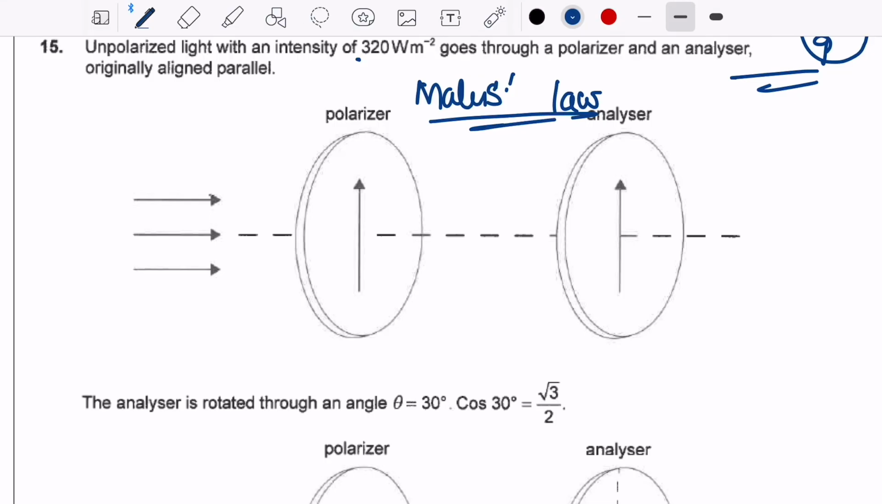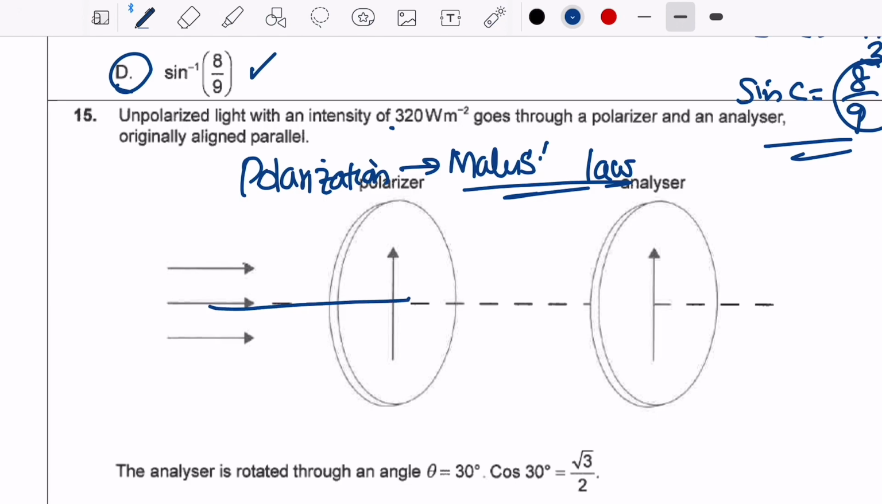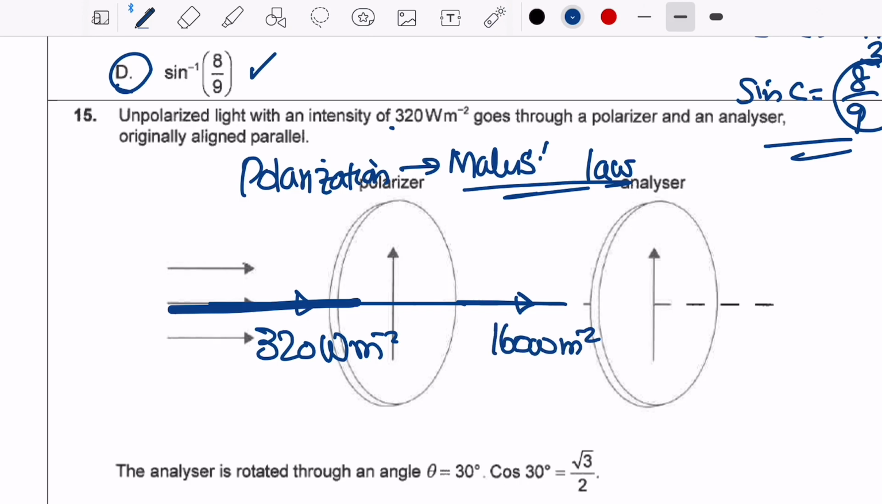Malus law is about polarization, right? This is where your sunglasses come into the explanation. Alright, first thing we have to understand, the first polarizer reduces the intensity into half. 320 watt per square meter. By first polarizer, it will change it into half. Okay, I made a thinner line here. Coming out is 160 watt per square meter.